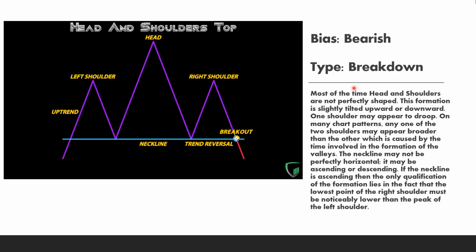So most of the time, head and shoulders are not perfectly shaped. The formation is slightly tilted upwards or downward. One shoulder, and these are the shoulders right here, these peaks, right? Let me go ahead and label these, even though they're already labeled, but I just like drawing for fun. I'm not an artist, but you know, okay, so one shoulder may appear to droop on many charts, and the two shoulders may appear broader than the other, which is caused by the time involved with the formation of the peaks. So basically what I'm trying to say is that this is an illustration of a perfect example of a head and shoulders.